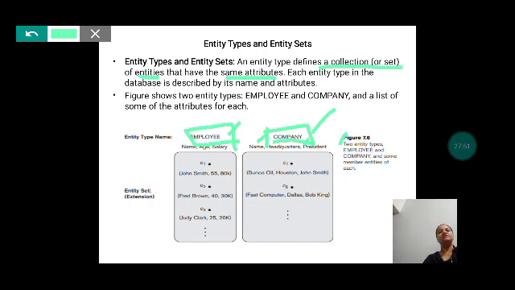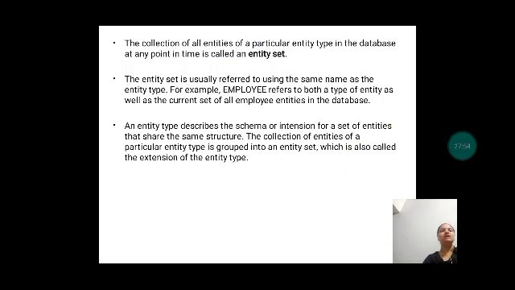Okay, now next we saw entity set. What is the entity set? Entity set is nothing but a collection of all entities of a particular entity type. In the previous diagram, the entity type was employee. For that entity type, how many entries did we have? 3 employees, right? That collection of entities, employee 1, employee 2 and employee 3, the collection of entities of a particular entity type in the database at any point in time, that is called an entity set.